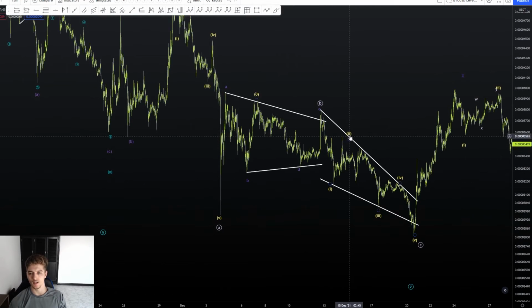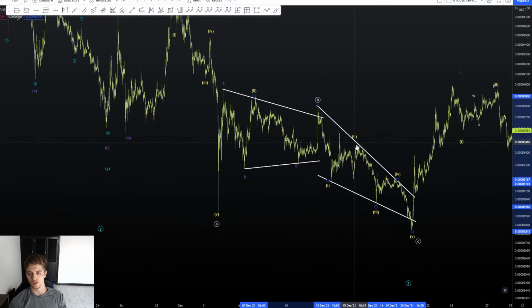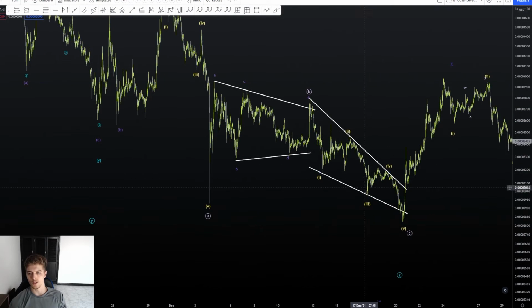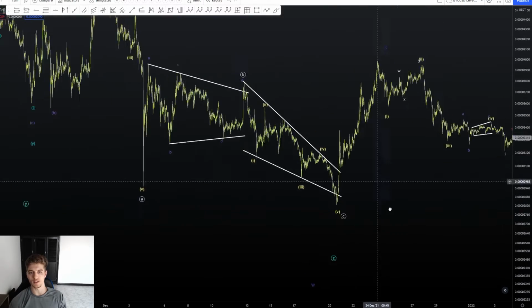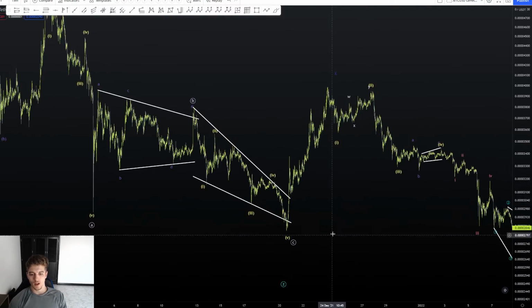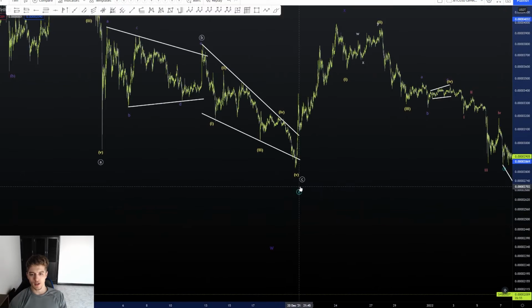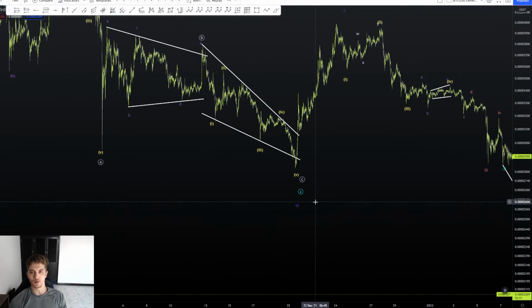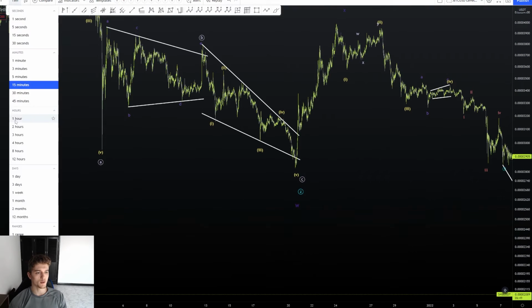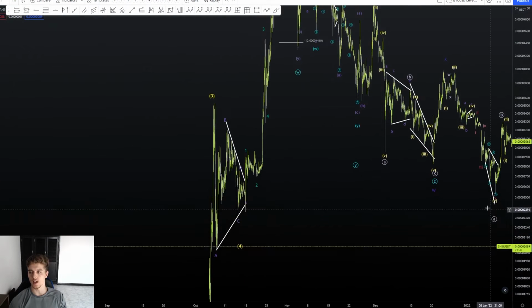For a 1, it could be a 2 here or here. So we have a 1, 2, 3, it'd probably be a 2 right here. 1, 2, 3, 4, 5 to complete the C wave of this zigzag. And this would complete the minute Z wave, which would complete this minor W wave. So let's zoom out a little bit more. It might make it easier to show you guys what happens next.